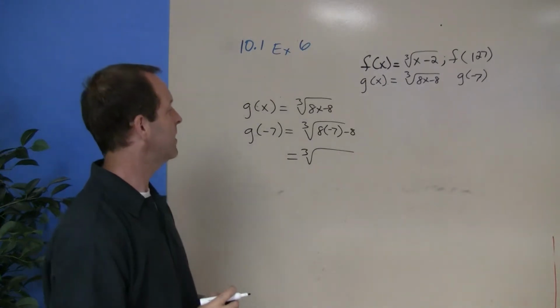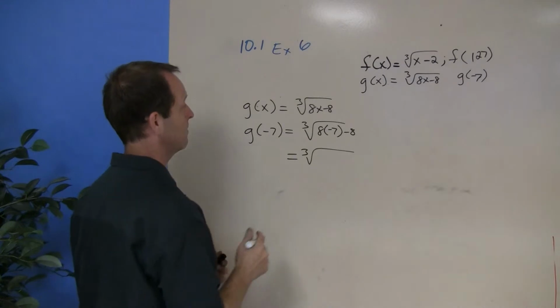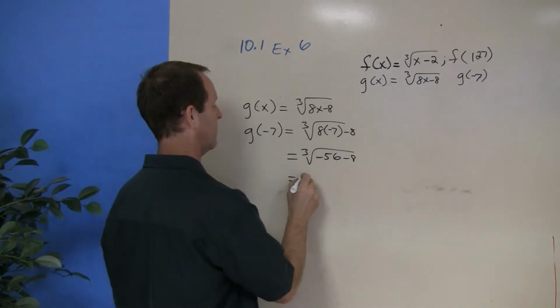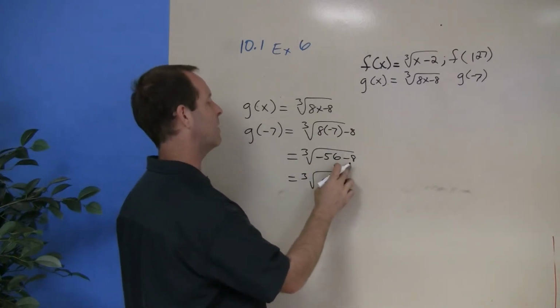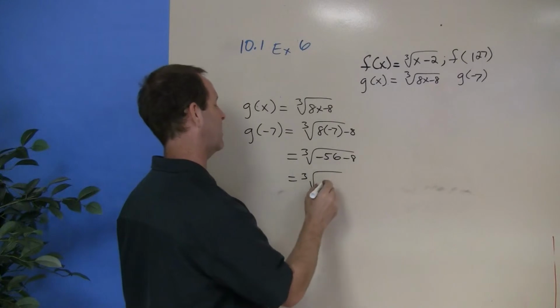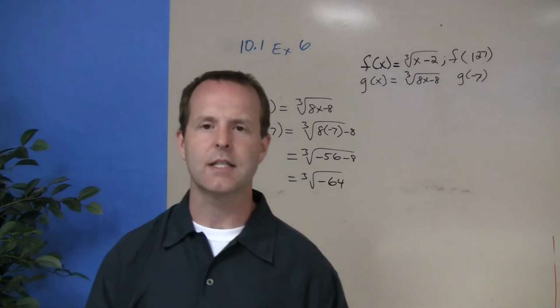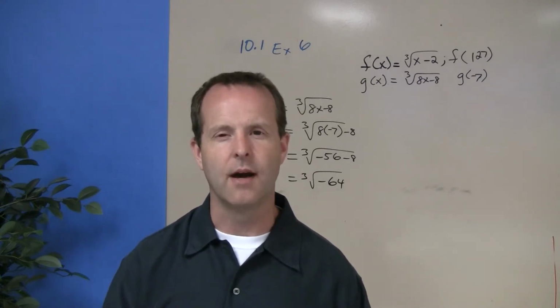All right, you have to help me out. 8 times a negative 7 is a negative 56 minus an 8. So negative 56 minus 8, or subtract the 8. Looks like it's negative 64. So I have the cube root of negative 64. I have a negative in the root now.